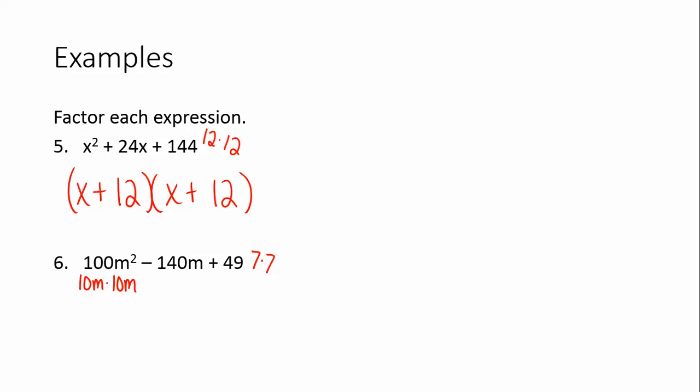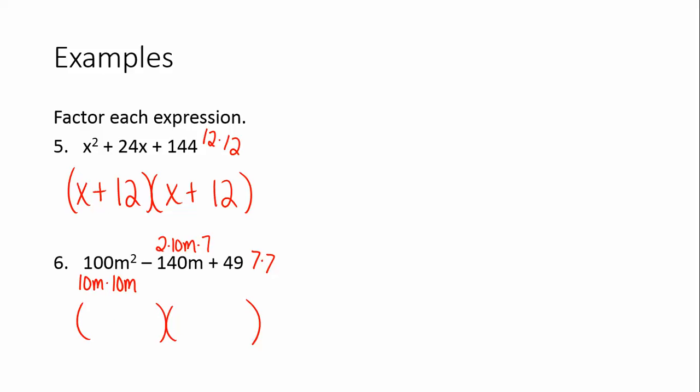The middle term then needs to be 2 times one of these times one of these. So 2 times 10m times 7. 2 times 10 is 20. 20 times 7 is 140. So you do get that this is a perfect square trinomial.